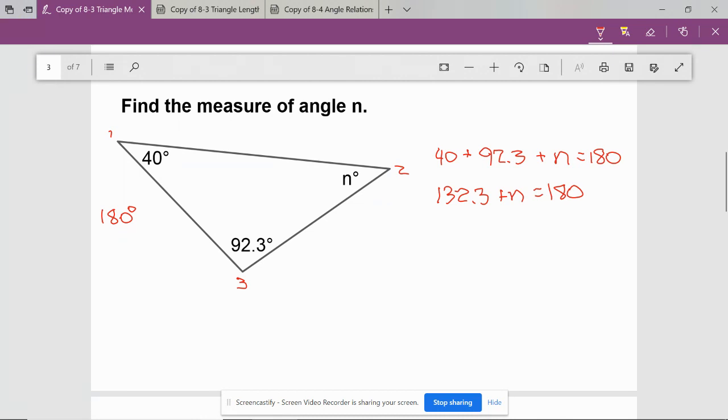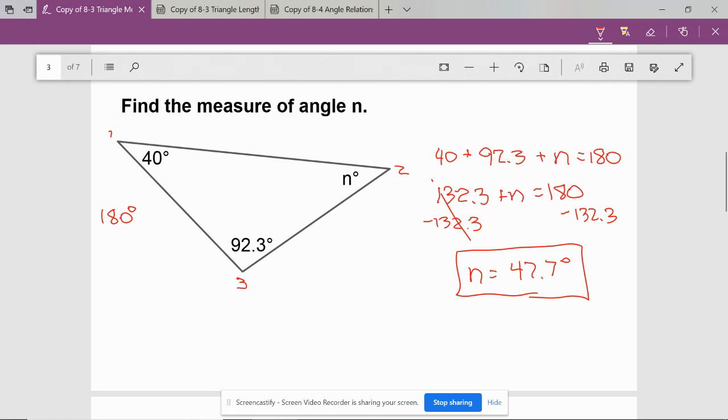So what do we got to do to this? This is an addition problem, so what do we got to do? We got to subtract. So we are going to subtract 132.3 so that they cancel out. But whatever we do to the left, we got to do to the right, so we're going to subtract 132.3. So n is going to equal 47.7 degrees. So that's our answer right there. So that's our three angles. And then you can always take your answer, throw it into that original problem of 40 plus 92.3 plus 47.7. You can add those three together and see if you get a 180 to make sure that your answer is correct. So a good way to always check your answer. I love that when you can check your answer like that.